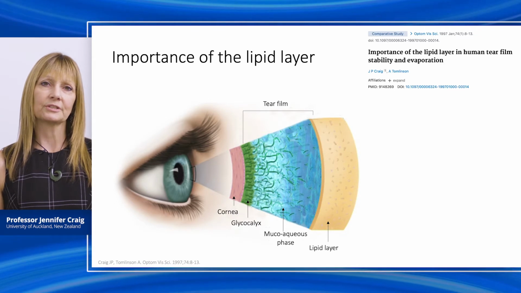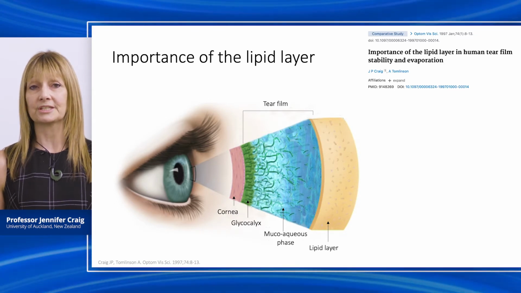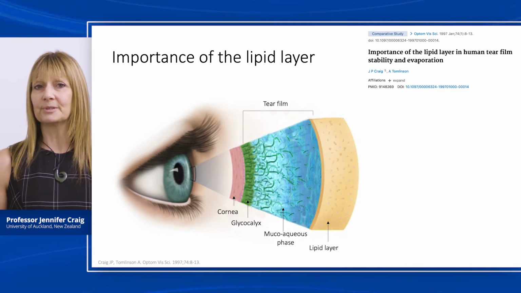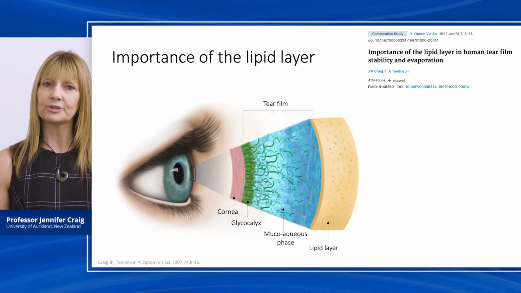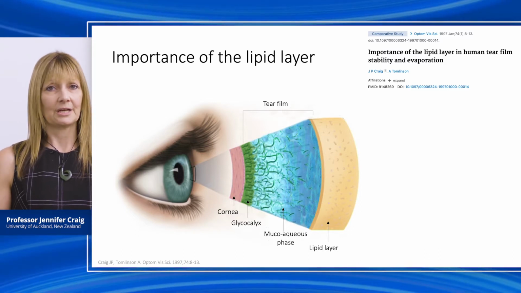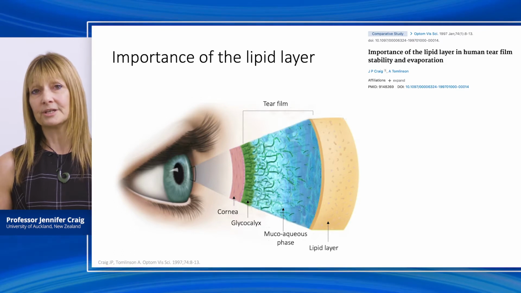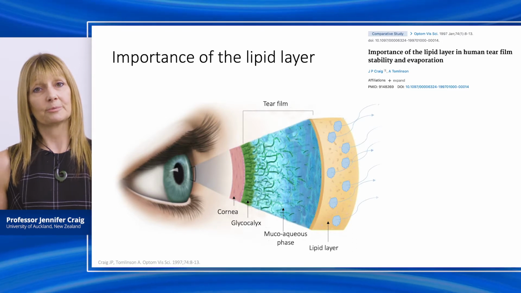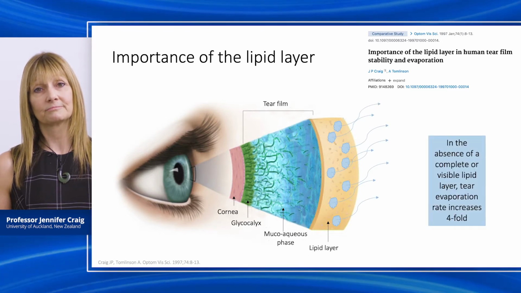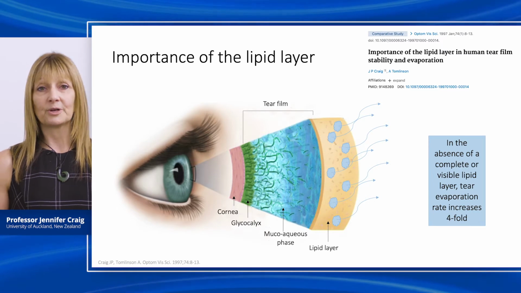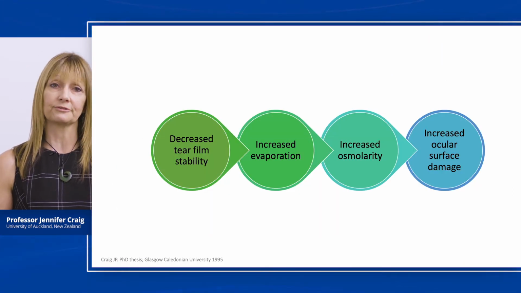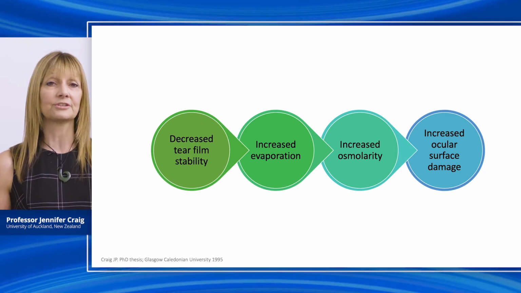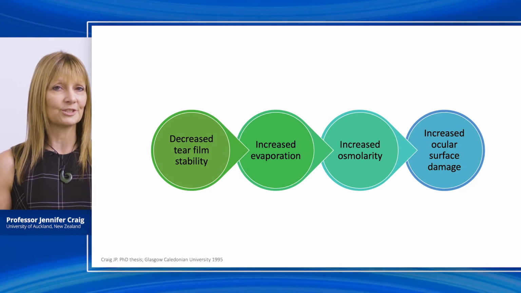This was recognised through clinical research using interferometry in 1995. Here we demonstrated in vivo that even a thin lipid layer, as long as it's continuous, is able to inhibit tear film evaporation. However, as soon as the lipid layer integrity is compromised, either visibly disrupted or clinically absent, the tear film evaporation rate increases about fourfold. And this research that formed part of my doctoral work was able to show that this tear film instability and increased evaporation rate was associated with increased tear osmolarity and ocular surface damage.